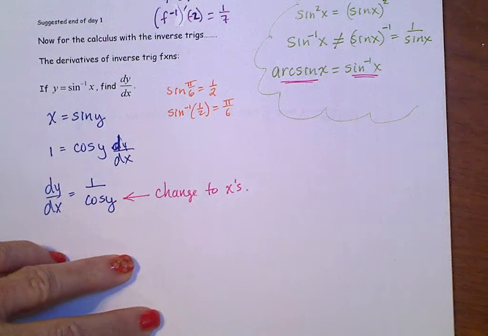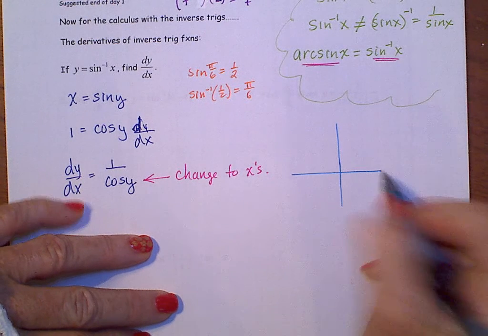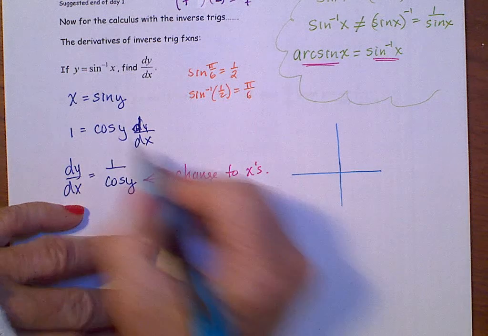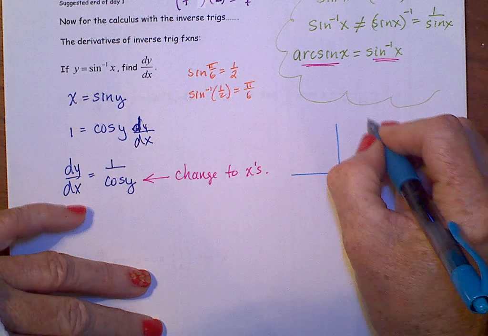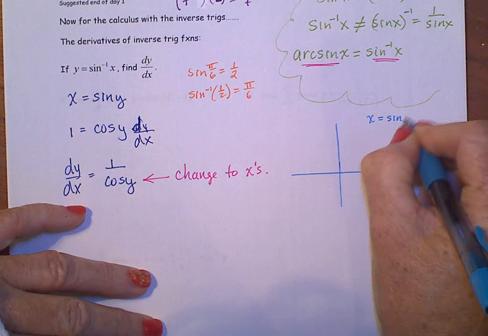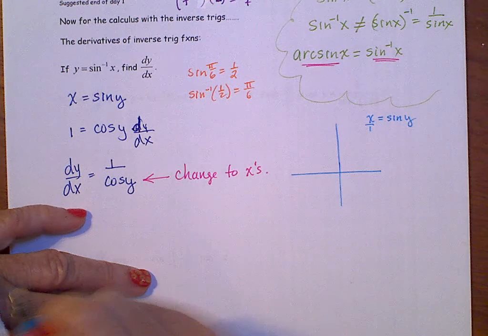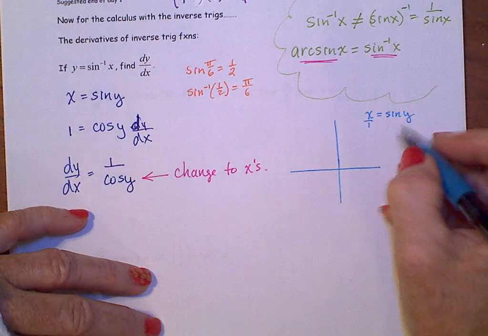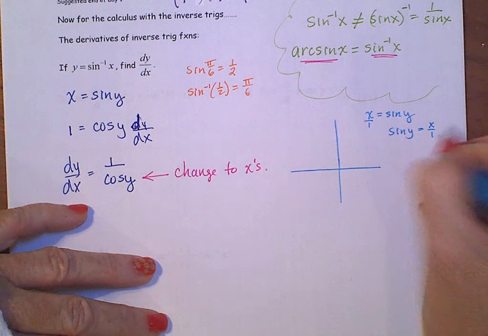All right, to do that, let's go back to some of your pre-calculus and to what we started with. We started with x equals sine y. I'm going to write this as x over 1. It might help you see that if you turn it around the other way, then it says sine of y equals x over 1.